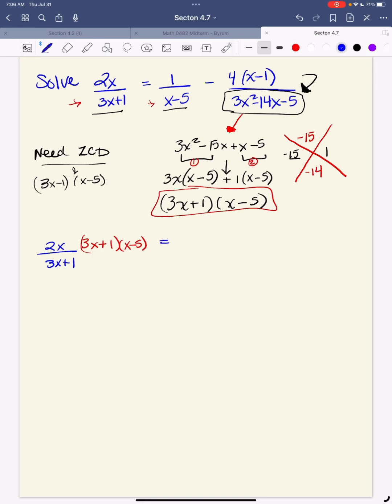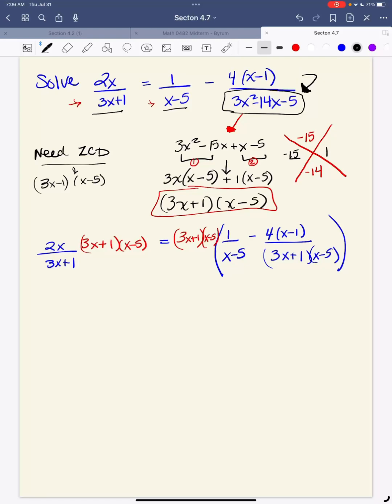And I'm going to go ahead and leave some space here because I'm going to multiply all of this by that. The 4 times x minus 1 all over the 3x plus 1 x minus 5. So that way we can get rid of these fractions and do some clearing.